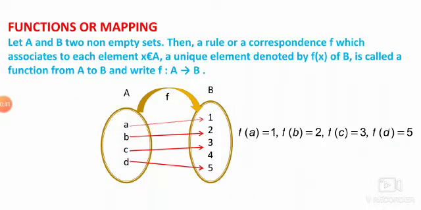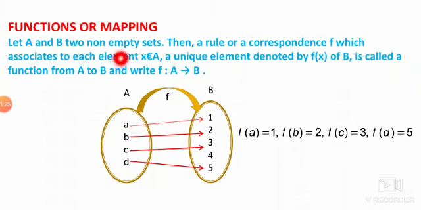Let me begin with the definition of the function. Let capital A and B be two non-empty sets. Then a rule or a correspondence f which associates to each element of set A a unique element, denoted by f of x, of B is called a function from A to B and written as f from set A to set B.